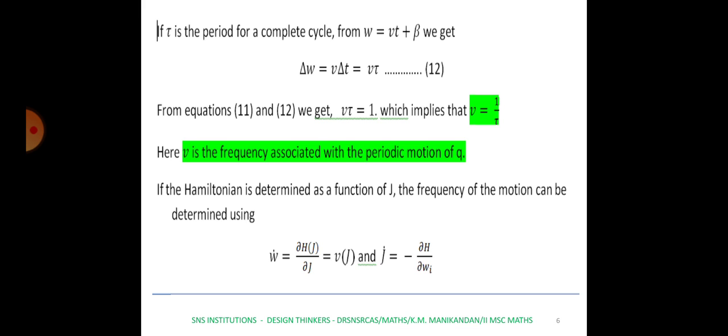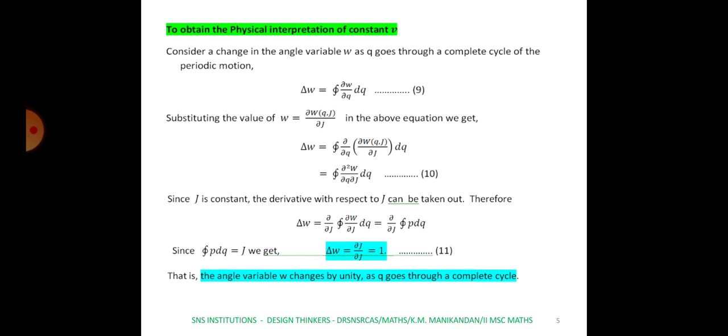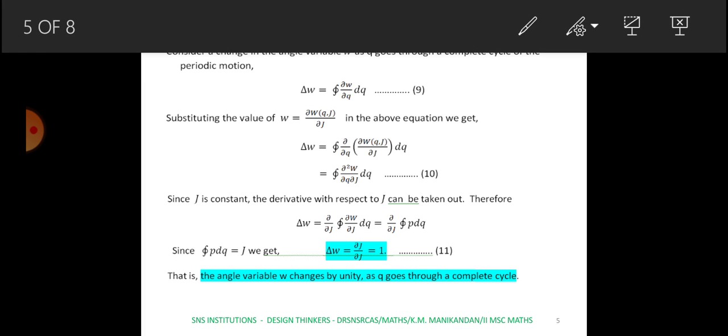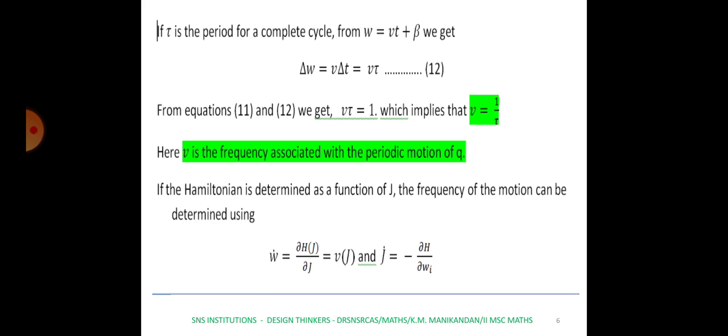Now combining the equations 11 and 12, in the equation 11, we see that delta w equal to 1. But in the equation 12, the same delta w equal to v tau. So therefore equating the equations 11 and 12, we get v tau equal to 1, from which we can find the value of v equal to 1 by tau. So this is the physical interpretation of v we have found out now.